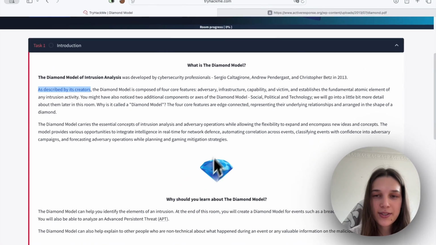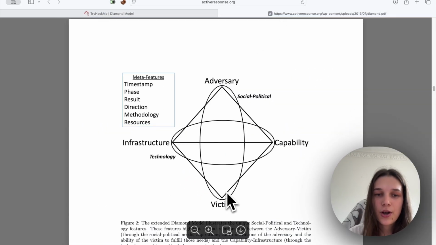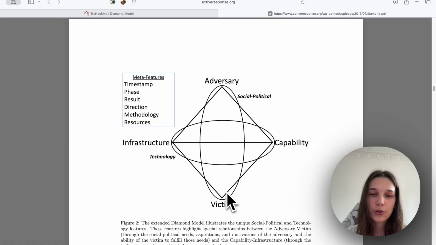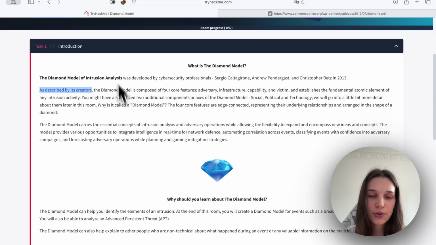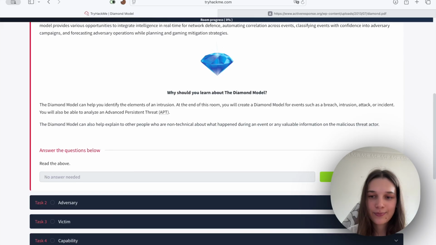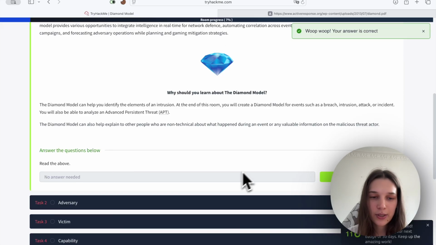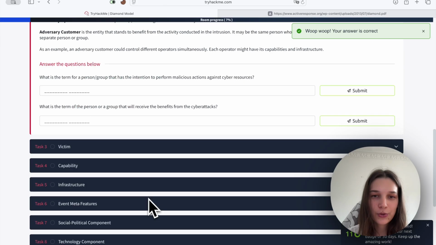As for the elements, it's especially useful to explain this to people who have no technical background, so you can use it for your reports. Press complete and move on to the next one.